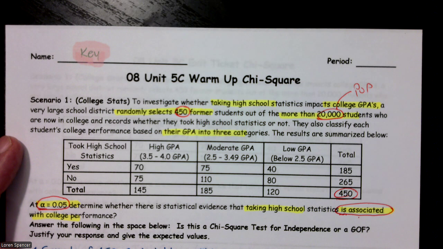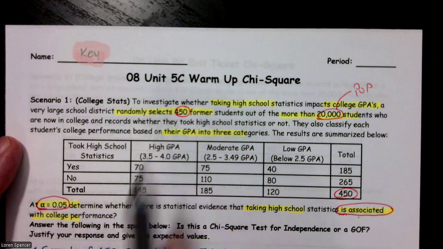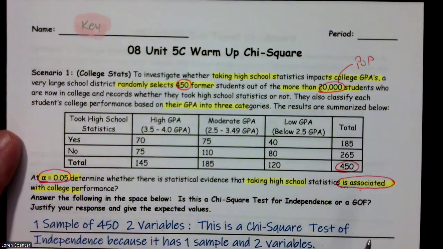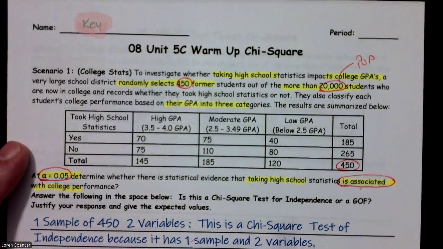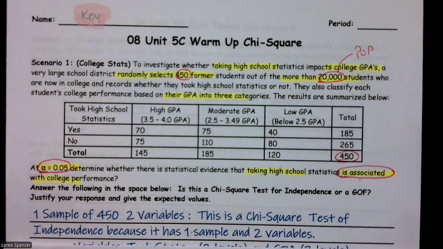But the way I checked, how many samples are there? Well, they randomly sample 450. And then I noticed that there are two variables. So this is a chi-square test of independence, because it's one sample and two variables. It can only be a chi-square test of independence if it's one sample and two variables. A goodness of fit would be 1 and 1. This is a 1 and 2.